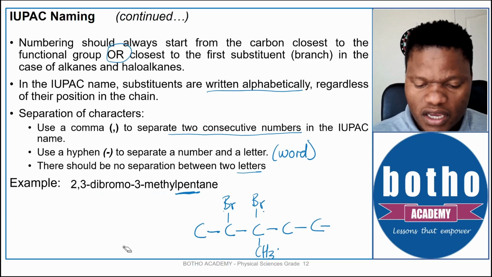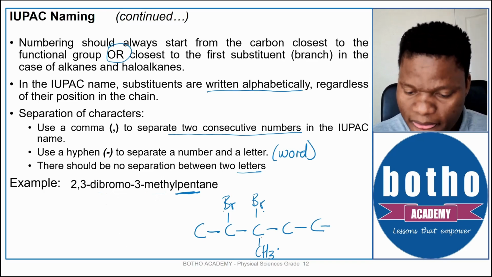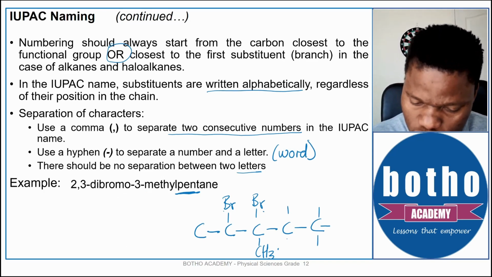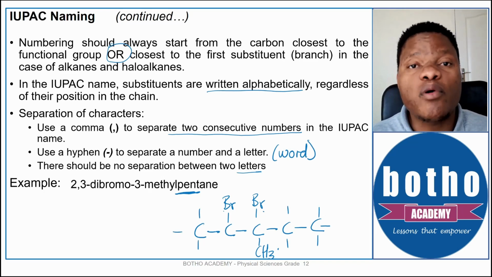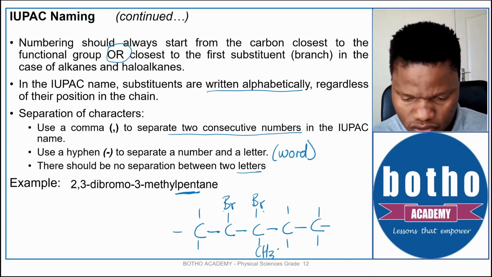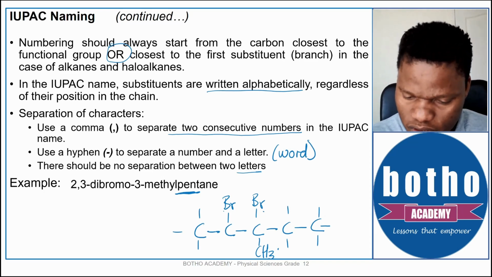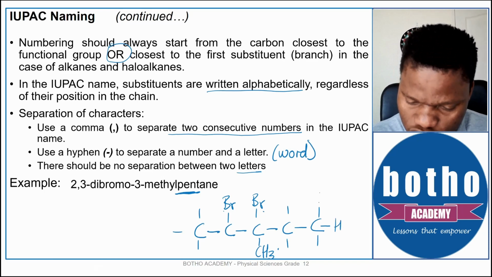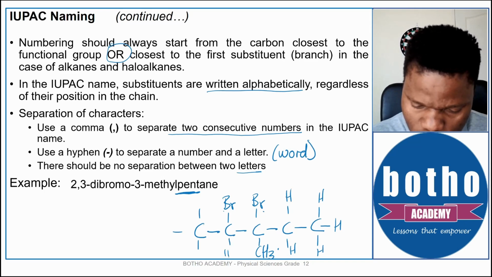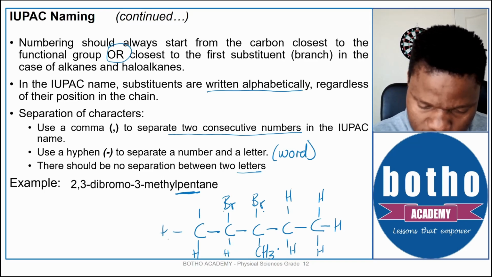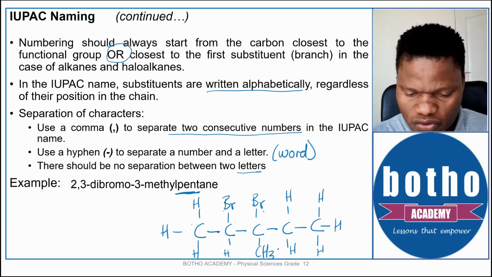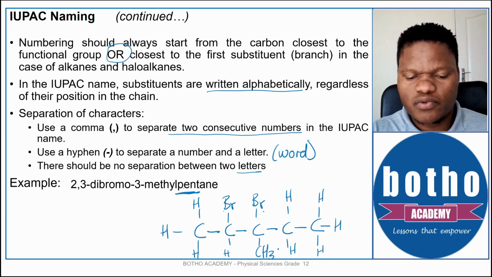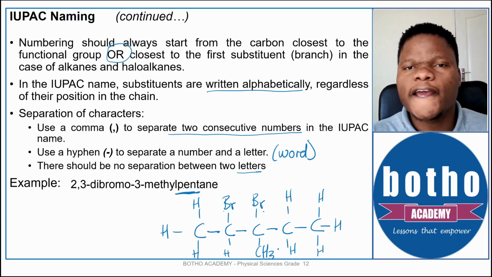Right, now the remaining bonds, remember, you don't stop here. Every carbon must have 4 bonds around it, not necessarily 4 different atoms, because sometimes you have multiple bonds. Which means we're going to put hydrogens in the remaining bonds. Here we only have single bonds, we don't have any multiple bonds because this is an alkane, like I mentioned earlier on. So this is basically how you would draw this 2,3 dibromo 3 methyl pentane compound.